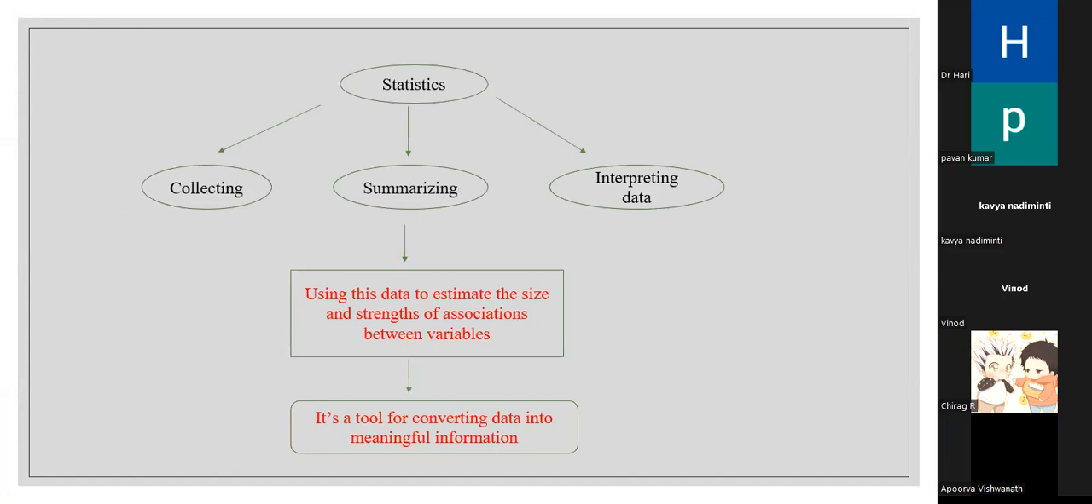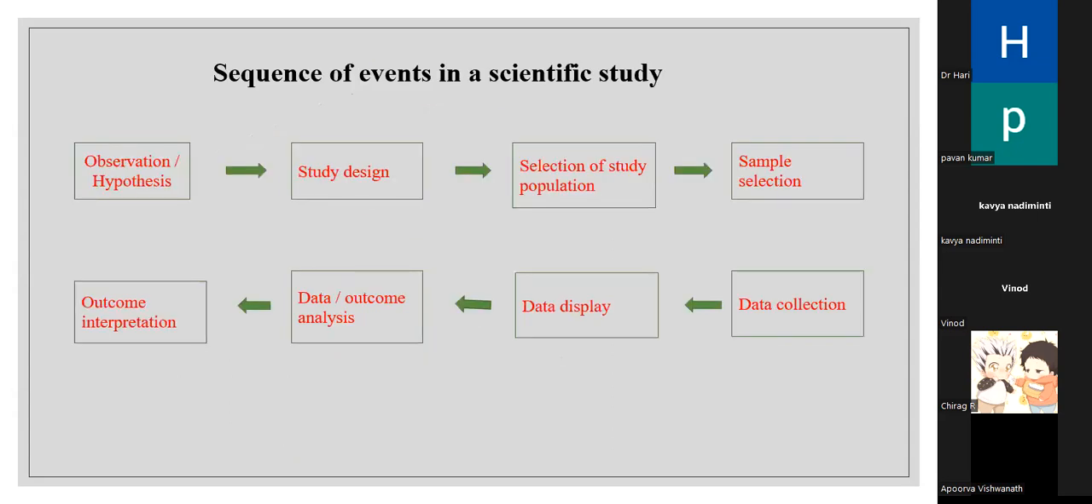Statistics is defined as collecting, summarizing, and interpreting data, and using this data to estimate the size and the strength of association between variables. It is a tool for converting data into meaningful information. The sequence of events in a scientific study: if we are planning a research study, we should have a hypothesis, without which we can't start a study, followed by study design, selection of the population and sample selection, data collection, analysis of the data, and outcome interpretation.